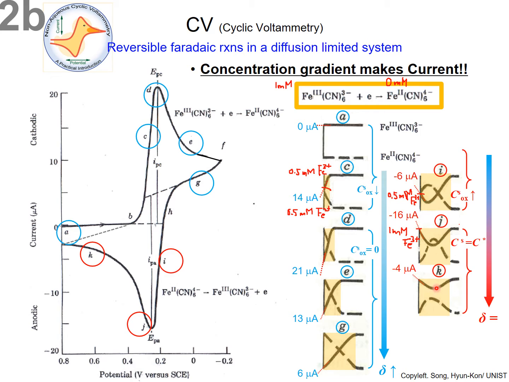So the concentration at the middle point of the diffusion layer is increasing from this one to this one. Therefore, the slope would decrease in the negative direction. Then the current changes from minus 16 microampere to minus 4 microampere. Then finally we go back to the K point. Even at the same potential as the initial point, we cannot obtain the initial concentration gradient, like only 1 millimolarity of Fe3 plus and only 0 millimolarity of Fe2 plus. Even at the same potential, we have some portion of Fe2 plus there, and some concentration less than 1 millimolarity at the middle point of the diffusion layer.